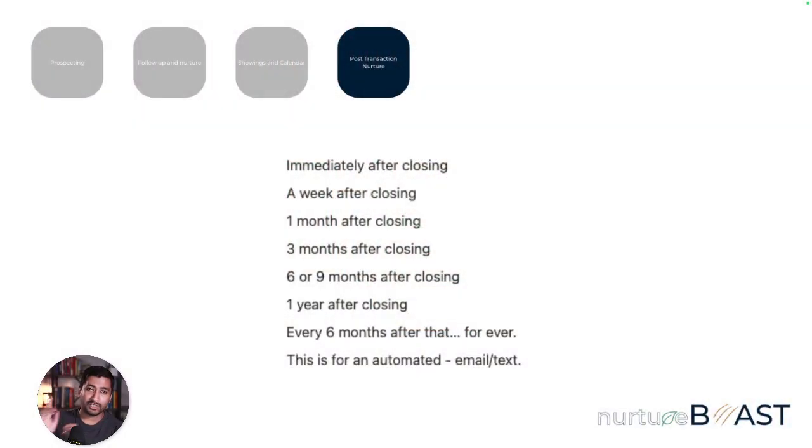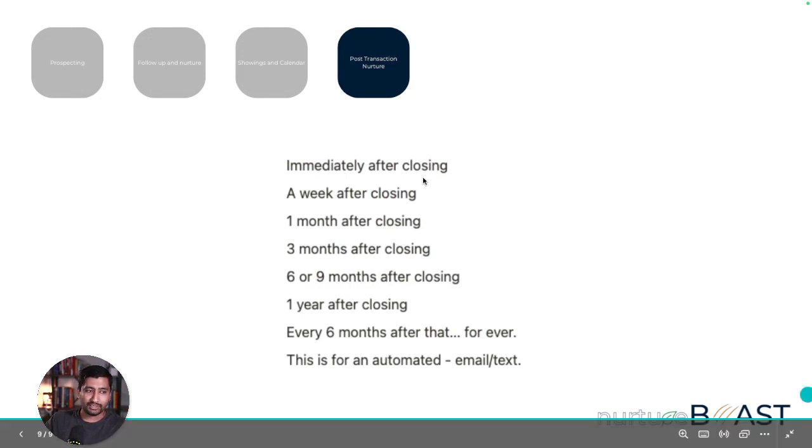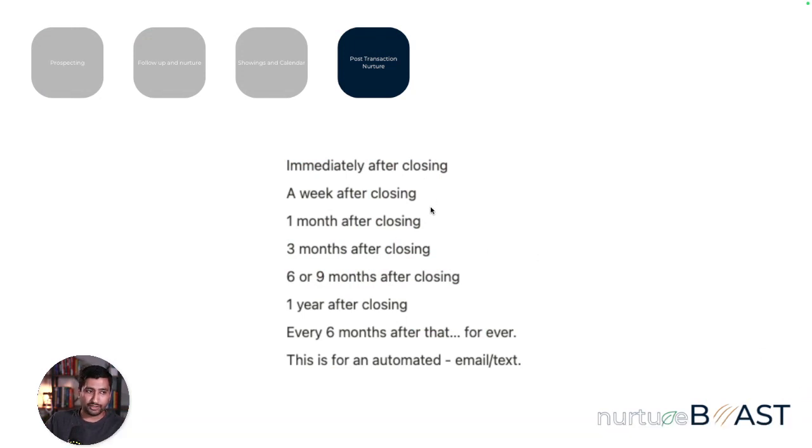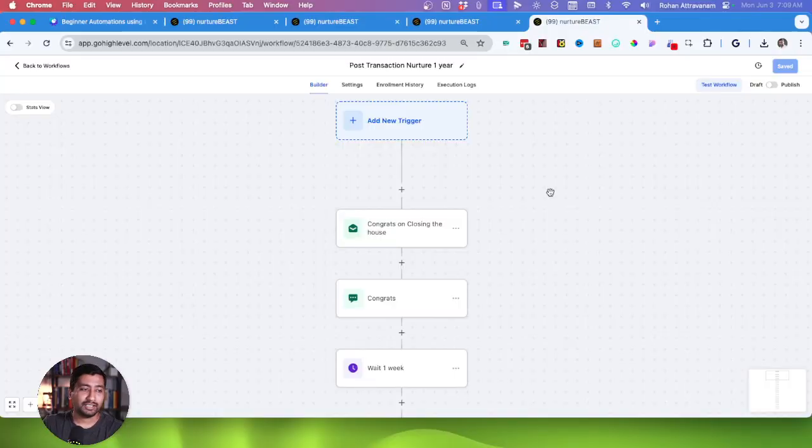So let me tell you how he could automate the process of maintaining good relationship post-transaction. Let's first identify the time periods when it would be appropriate to do the touch points. I believe it's immediately after closing, a week after closing, a month after closing, 3 months after closing, 6 or 9 months after closing, a year after closing, and every 6 months after that, forever. This is for automated email and text messages. So what would you say in the emails and text messages in the first year after the transaction? So let me show you how to go about building that.